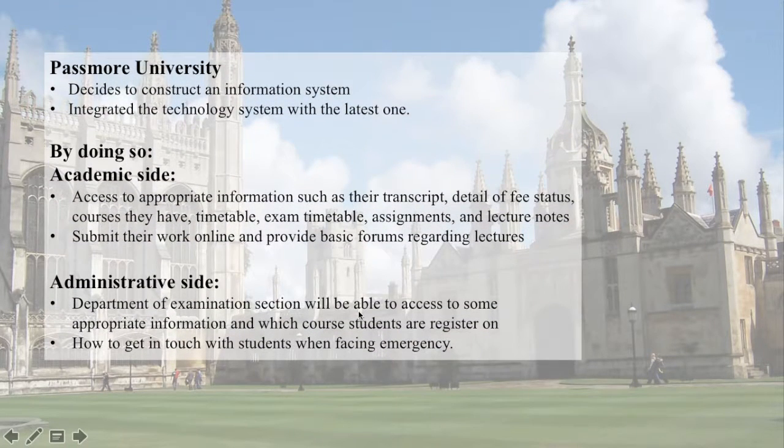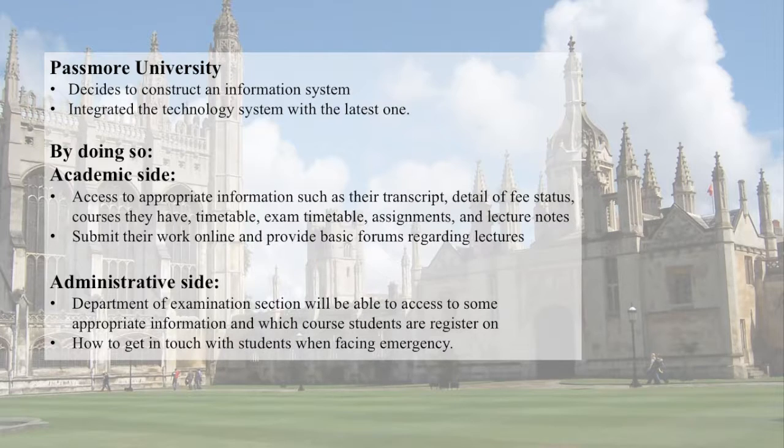Passmore University decided to construct an information system to provide basic benefits to the students and staff. Although they have existing technology systems, they want to update it with the latest system. By integrating the new information technology system, Passmore University can easily keep and update the administrative and academic records of the students.